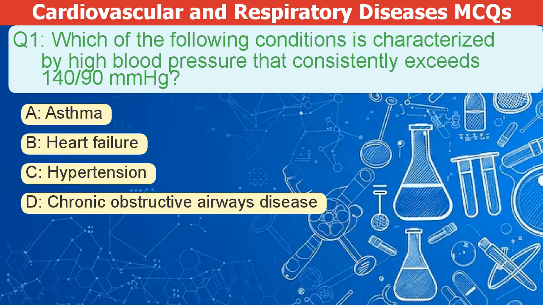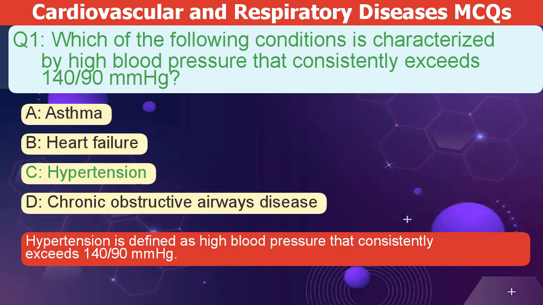Which of the following conditions is characterized by high blood pressure consistently exceeding 140/90 millimeters of mercury? A. Asthma. B. Heart failure. C. Hypertension. D. Chronic obstructive airways disease. The correct answer is C. Hypertension is defined as high blood pressure that consistently exceeds 140/90 millimeters of mercury.